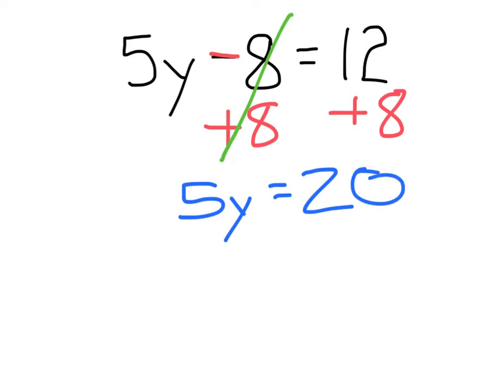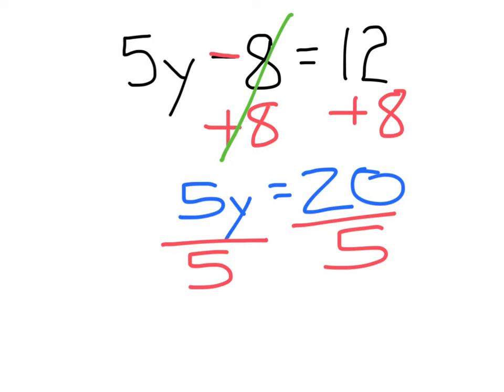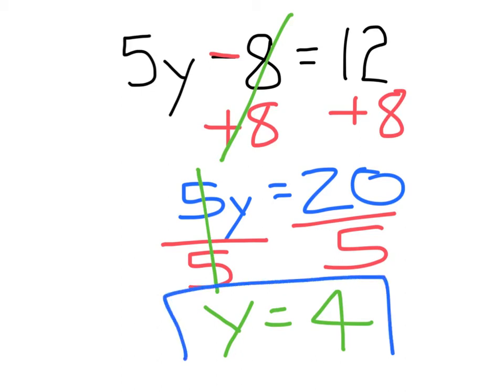Great. Now we're going to need to do one more operation. We're going to do the opposite of multiplication. We know that's multiplication because we see it's 5y. So the opposite of multiplication is division. Let's divide both sides by 5. We've got to do it to one, we've got to do it to the other. The 5's, of course, cancel out. And now we're left with simply y. And y is equal to what? 20 divided by 5 is 4. So we've solved this equation. We've figured out what the variable is equal to, and we're good to go.